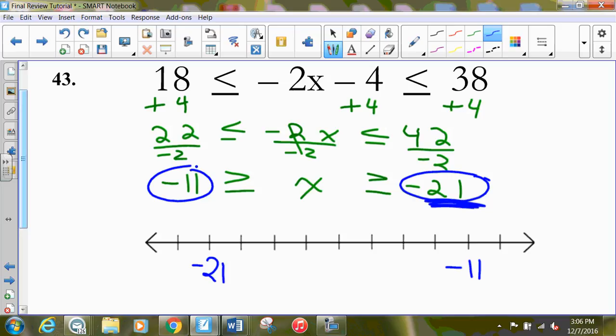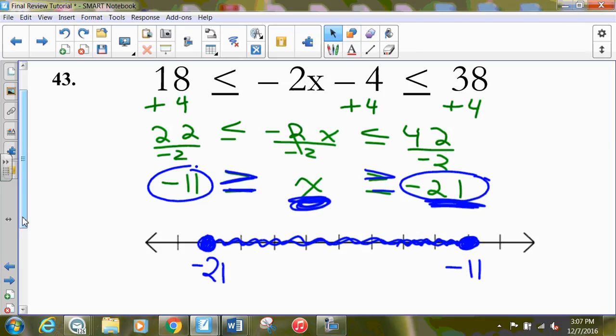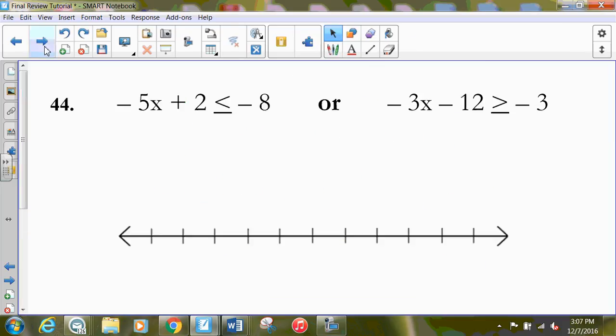And let's stop and look at what this says. This says x is less than or equal to negative 11. So I'm going to fill this in, less than's to the left. And then it also says x is greater than or equal to negative 21. So I'm going to fill that in. Since it's an "and," it has to be both greater than or equal to negative 21 and less than or equal to negative 11.